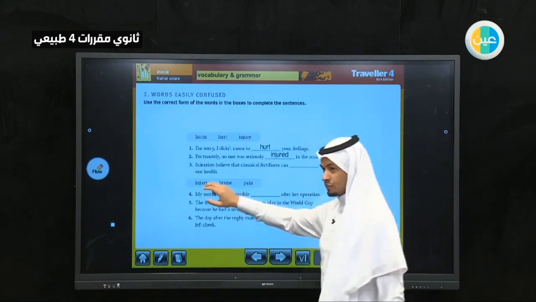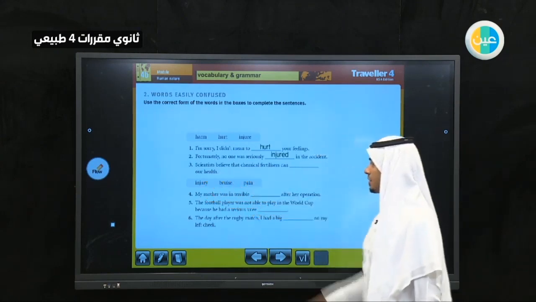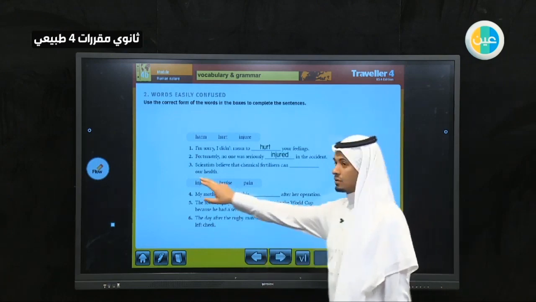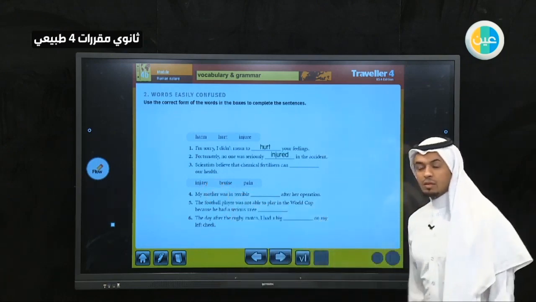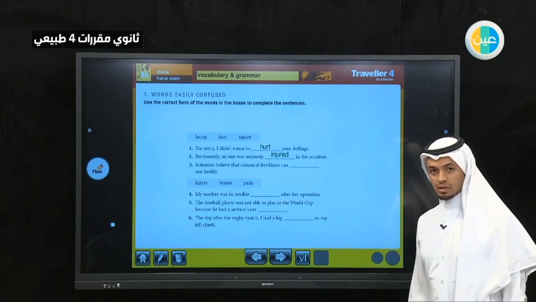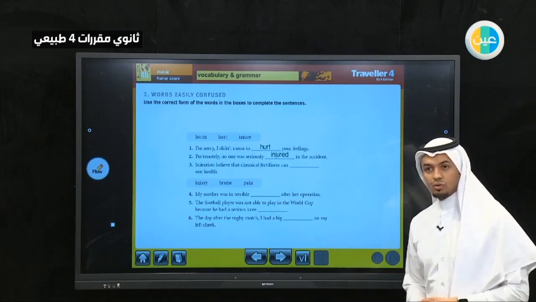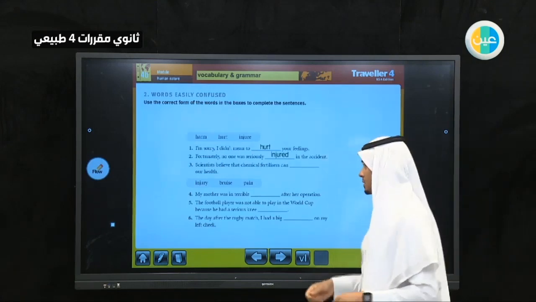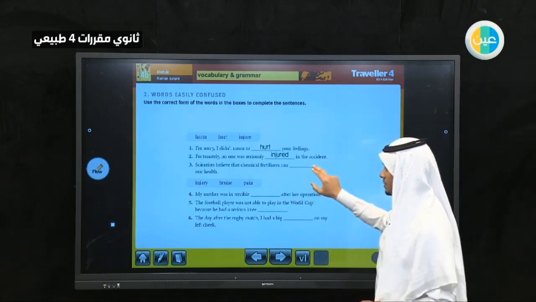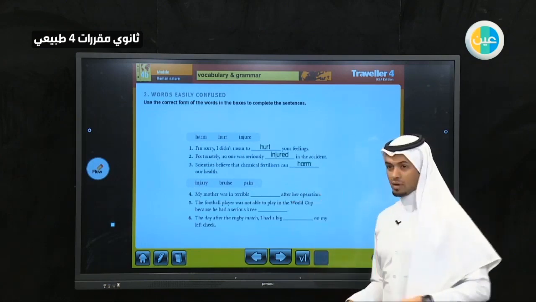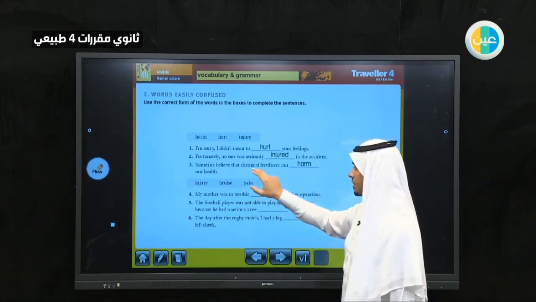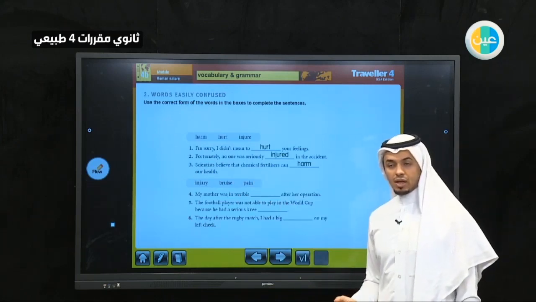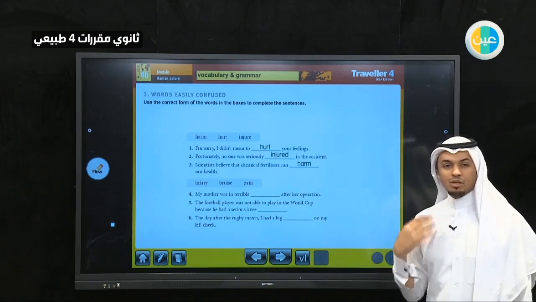The third one, scientists believe that chemical fertilizers can blank our health. Chemical fertilizers are the chemicals that we use to grow plants. So the answer is harm. Scientists believe those chemical fertilizers harm our health, they damage our health.